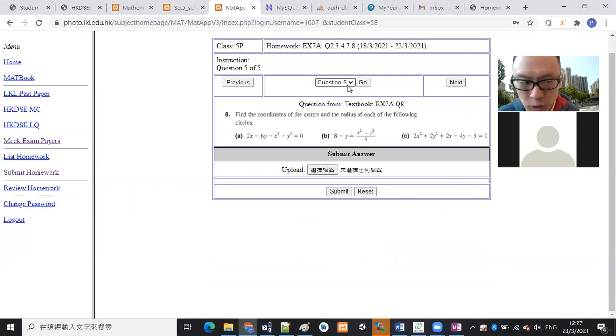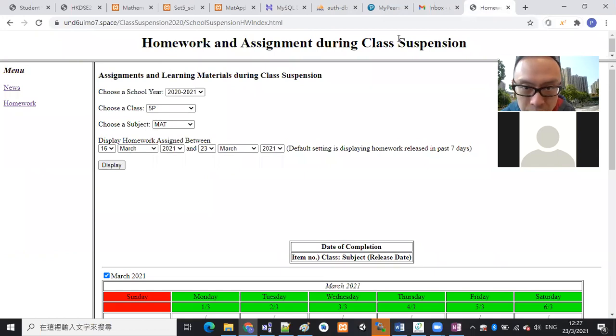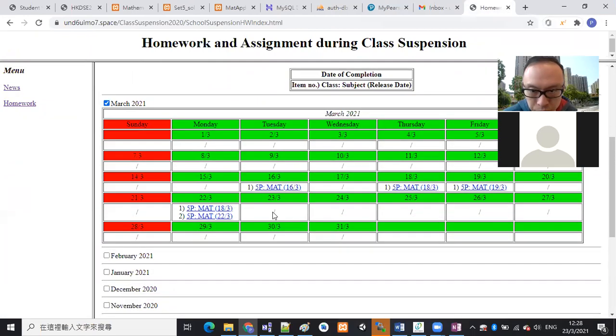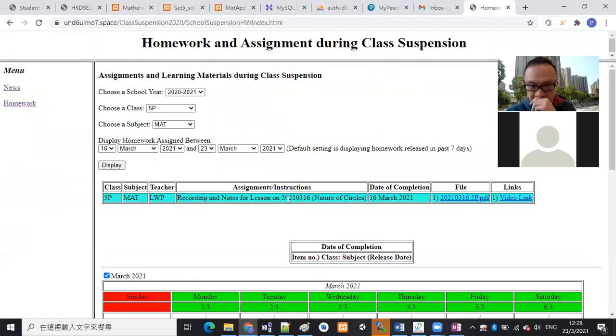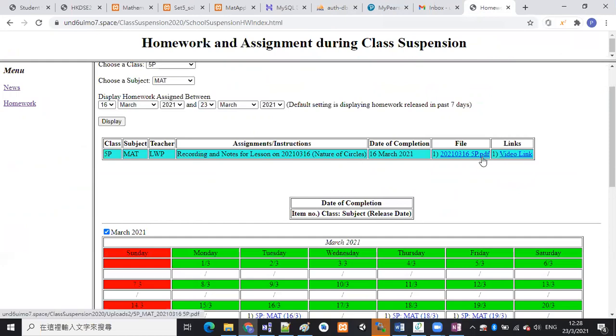Okay, so please try your best to submit all the homework. About the recorded Zoom videos, you said you posted them, right? Yeah, here. This is the homework assignment during class suspension. You click display, and then for example, March. Can you see this? Yeah. So this is the recording and notes for the lessons. The file is what I wrote on the OneNote, and this is the YouTube link. You may just watch the video. Okay. Try your best. Thank you. Goodbye.